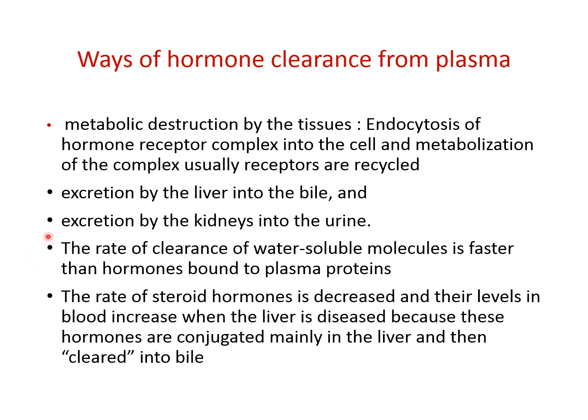Now, if you remember, I mentioned this, the rate of metabolic clearance of water-soluble molecules is higher than the rate of clearance of hormone bound to plasma proteins. And it's important to remember that the rate of steroid hormone clearance is decreased if there is a liver disease, and as a result of this, their level in the plasma will increase, because these hormones are conjugated mainly in the liver and then cleared into the bile.